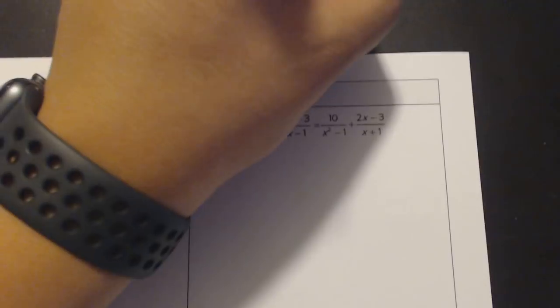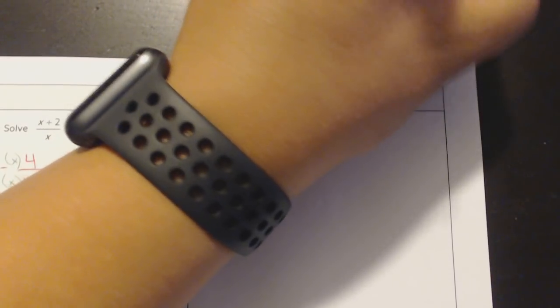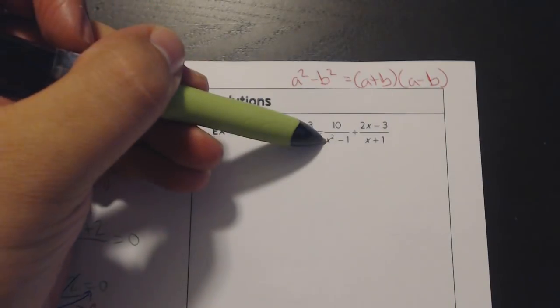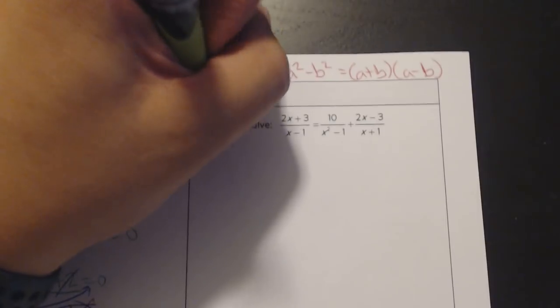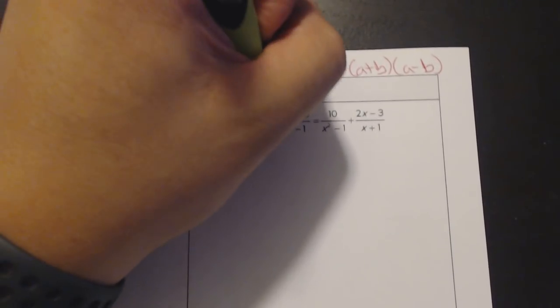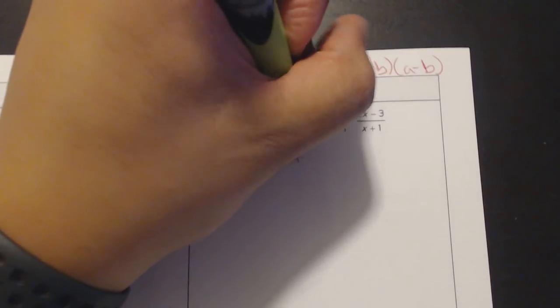We need to keep in mind a squared minus b squared, and that's equal to a plus b times a minus b. Remember, our difference of squares. I'm telling you guys time and time again, difference of squares keeps popping up. So this is just an a squared minus b squared. We can rewrite it, and the left side can be 2x plus 3 over x minus 1 equals 10 over x plus 1 times x minus 1 plus 2x minus 3 over x plus 1.